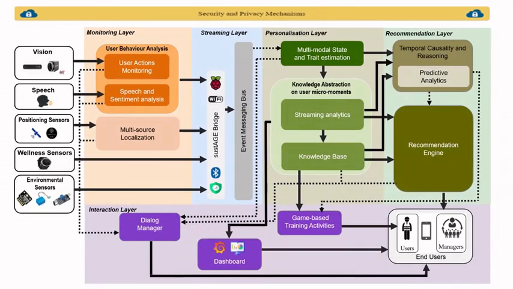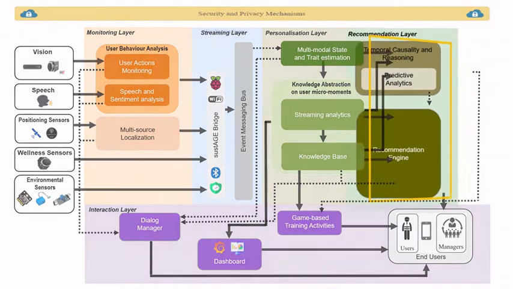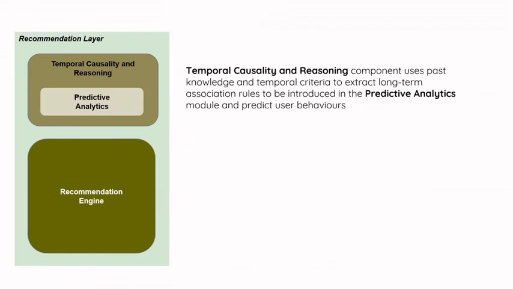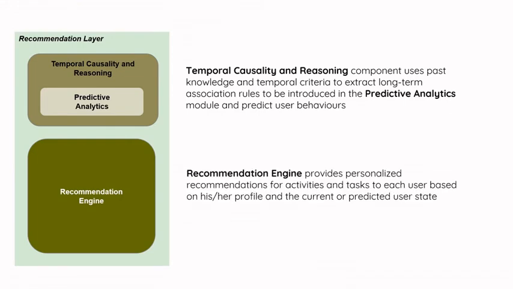The recommendation layer determines the recommendations that offer the best outcome to the users, taking also into consideration spatio-temporal constraints. The temporal causality and reasoning component uses past knowledge and temporal criteria to extract long-term association rules to be introduced in the predictive analytics module and predict user behaviors. The recommendation engine provides personalized recommendations for activities and tasks to each user based on his or her profile and the current or predicted user state.